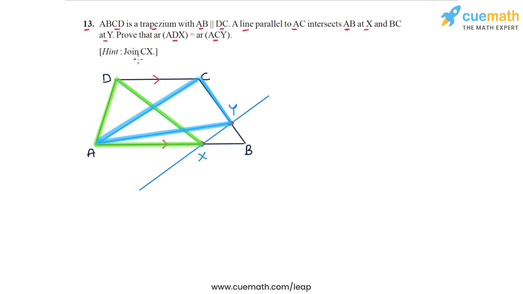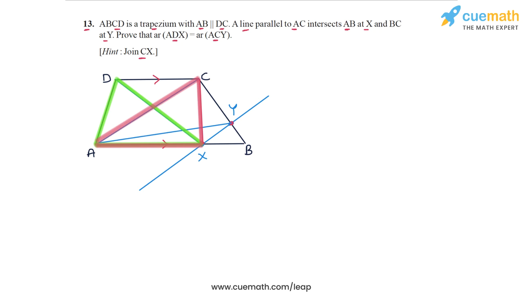We also have a hint that tells us to join CX. So let's do that. Let's join CX. Now here's the logic we will use to solve this problem. First, we will show that the area of triangle ADX is equal to the area of triangle ACX, because these two triangles are on the same base AX and between the same parallels AX and DC.